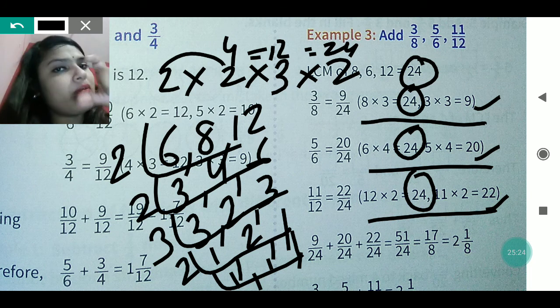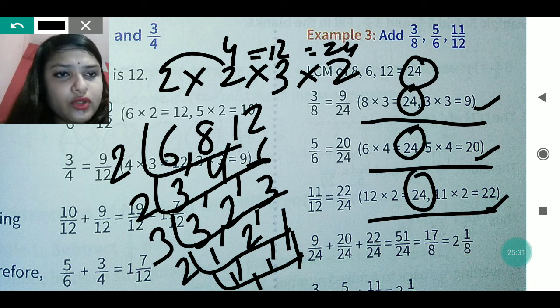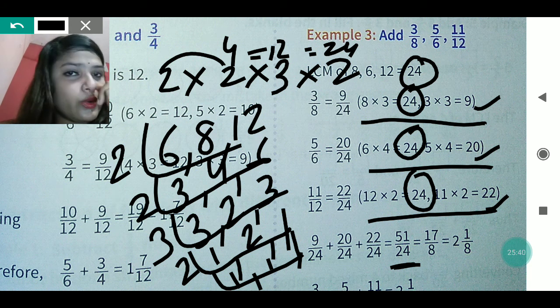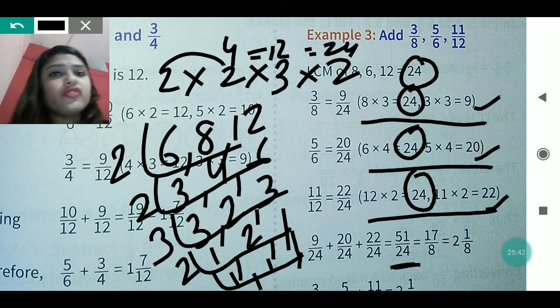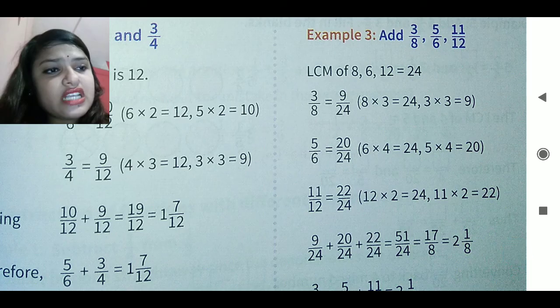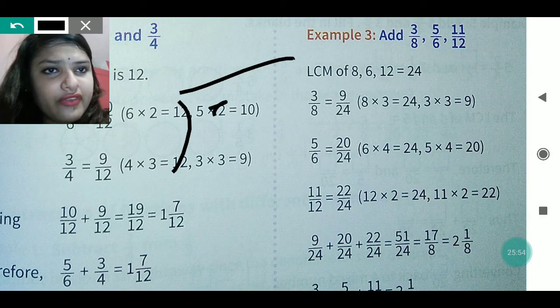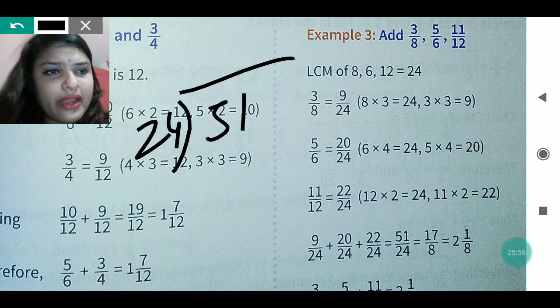So we can take the common denominator as 24 and add all the numerators. So let's add it: 9 upon 24 plus 20 upon 24 plus 22 upon 24. 24 will be taken as common, whereas 9, 20 and 22 will be added. It will be 51, so 51 by 24. Now when you have to make it in its lowest form, you just have to divide it. You divide 51 by 24.